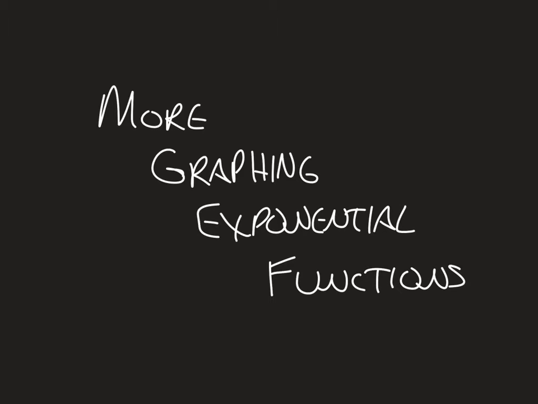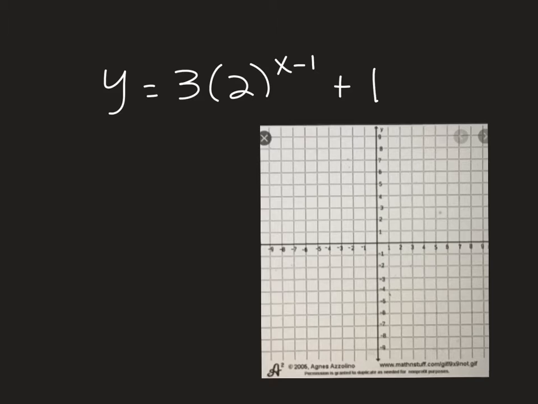Okay, let's try a couple of these things. All right, first of all, y equals 3 times 2 to the x minus 1 plus 1. Okay, remember, we're always going to start here. Always start with your asymptote. The number on the outside is plus 1, so my asymptote is going to be at 1. Going to draw it first, right through there.